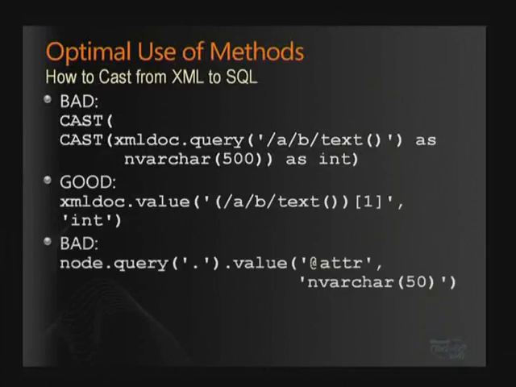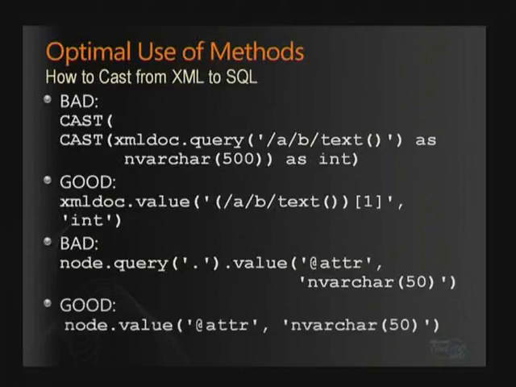Another thing I have seen is people saying node.query, and then the query is a query expression. In this case, it's just giving me back exactly the node on which it already is. And then I apply the value method. Well, why do I have to query and copy an additional XML instance? That's bad too. Just use the value method directly. So these are two things that I have actually seen people use in production and then complain about performance. And these were easy fixes.